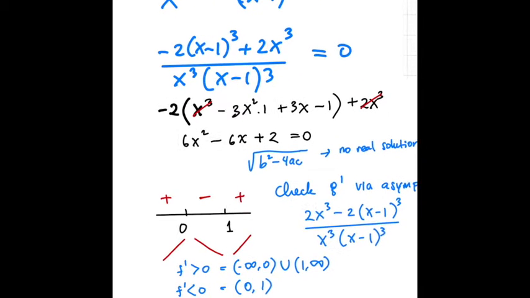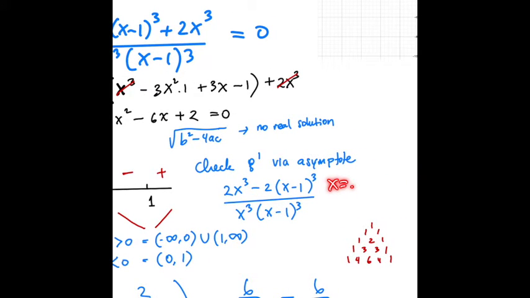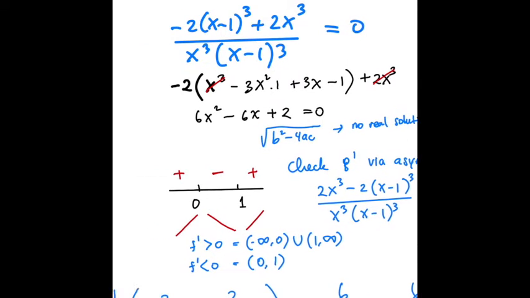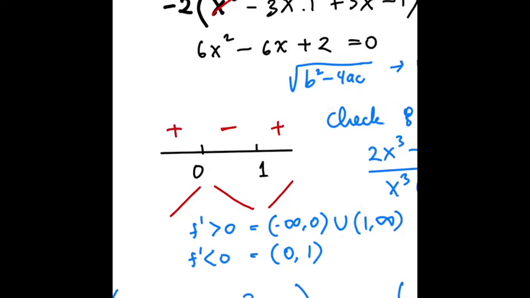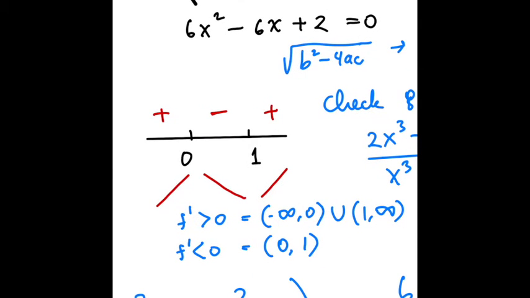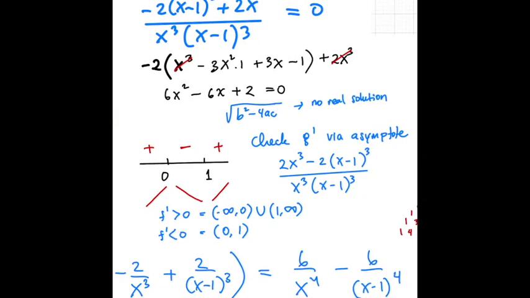So we check by putting some x here and checking whether it's negative or positive. And here are the results. You can check minus 1, maybe a quarter or a half, and then also maybe 2. You will get that the function is increasing from negative infinity until 0 and from 1 until infinity, and decreasing at 0 to 1.